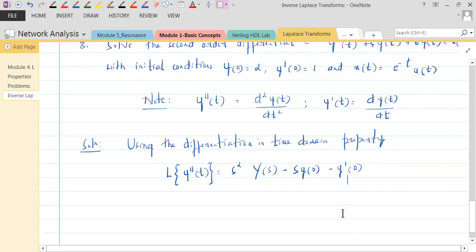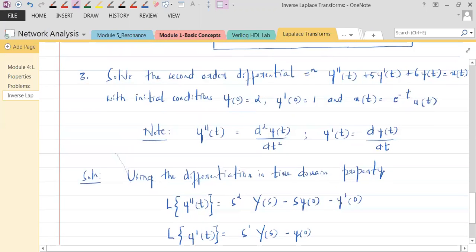Similarly, the Laplace transform of the first order differential, what is that? It is s into Y of s minus y of 0. So this is what is understood. This is something that we need to know. Therefore, applying Laplace transform on this second order equation, how does it look like?